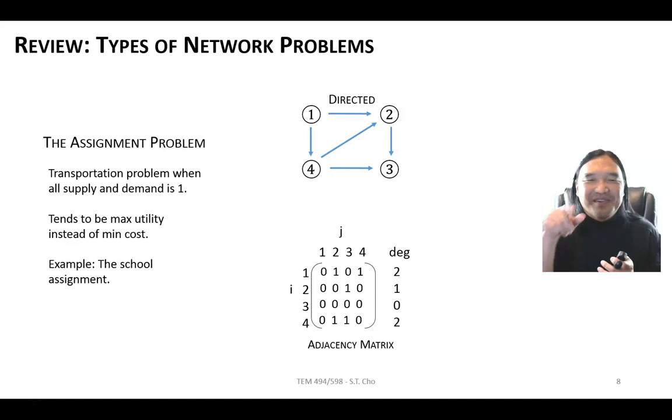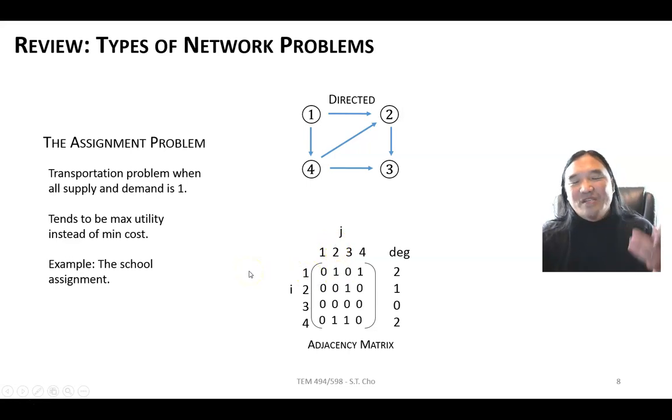Yes, I have an error there. It should be less than or equal to. When we look at a map of a network, we can also make it a matrix. For example, 1 goes to 2, so I is where I start, J is where I'm going to, so 1 going to 2 is a 1.